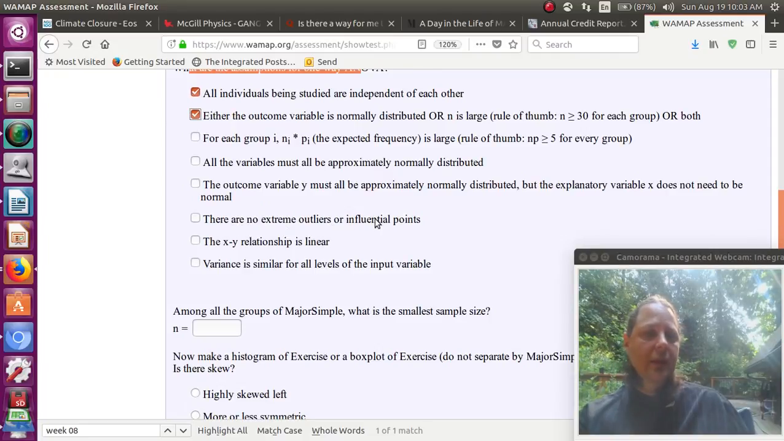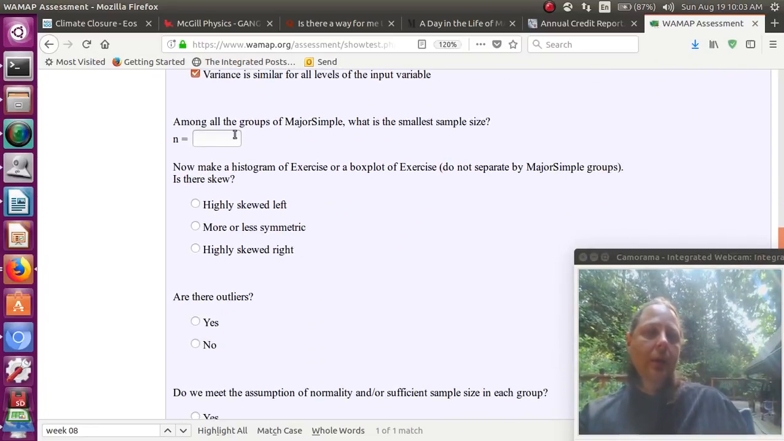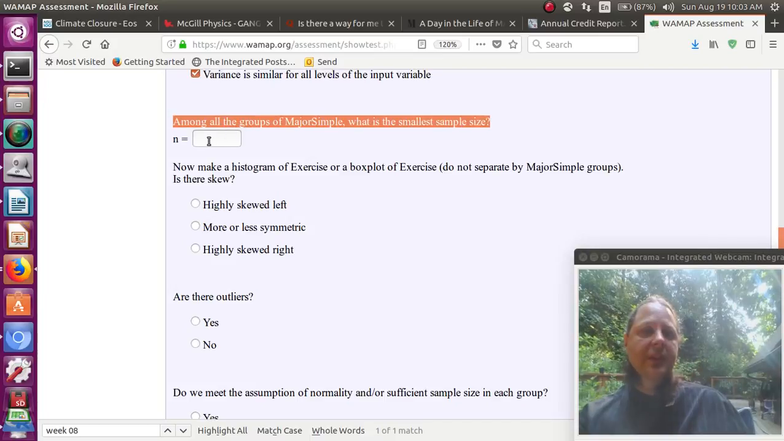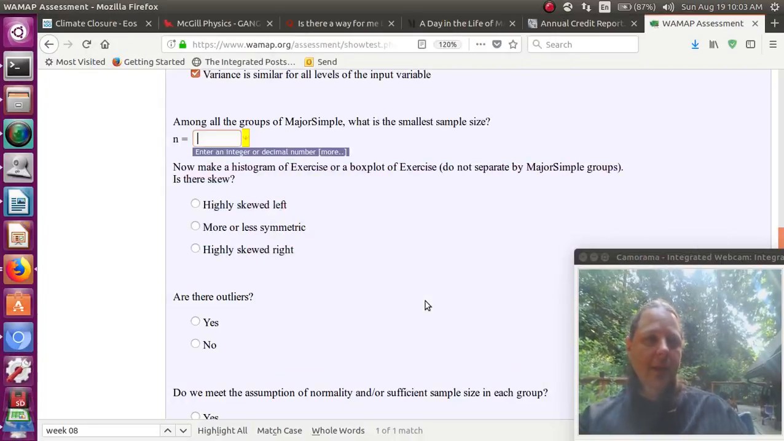We actually kind of do assume there are no extreme influential points, but I didn't put that in the assumption check because that's actually part of what it means to be normal. Anyway, the point is the variance similarity is the only other assumption. So these are the 3 assumptions for one-way ANOVA as I put it in the decision tree. Among all the groups of major simple, what's the smallest sample size? Well, let's go look. Smallest sample size is 3.